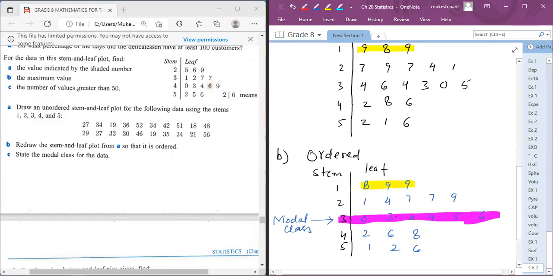But sir, if we want to show it, can we just rewrite it like stem and leaf, 3 0 3, like that? If you rewrite, then you can. But it's better if you show this in the diagram itself. You just put an arrow and write modal class. It's not necessary to shade it, but simply write modal class and put an arrow. But if you have colored pencils, then you can show it through color also. Right?